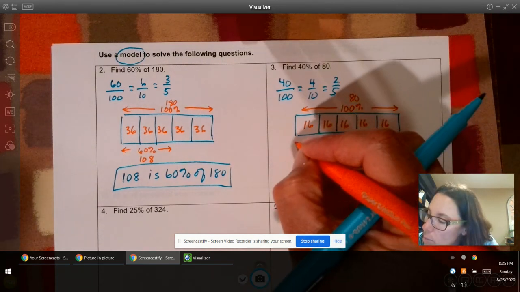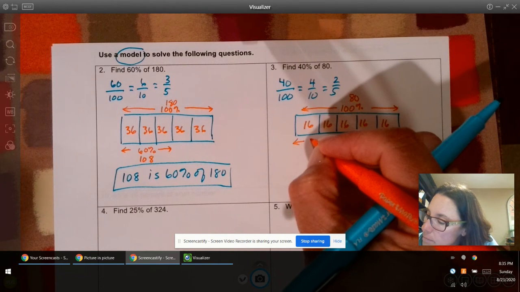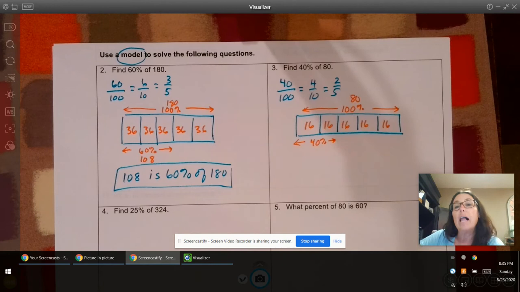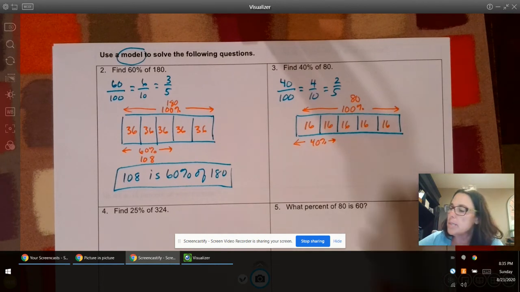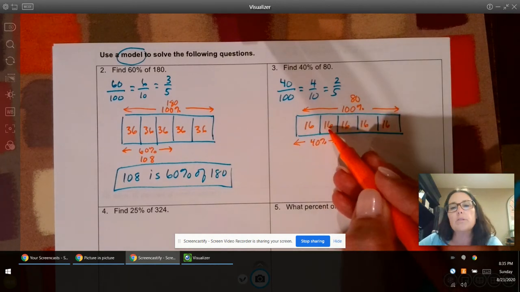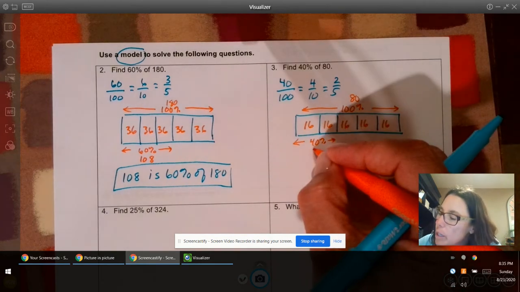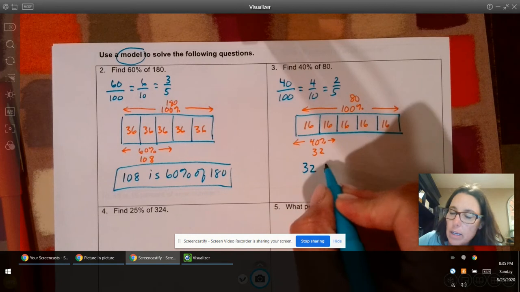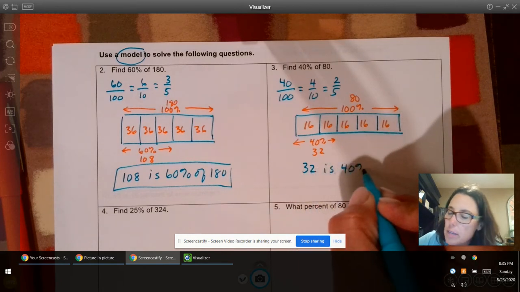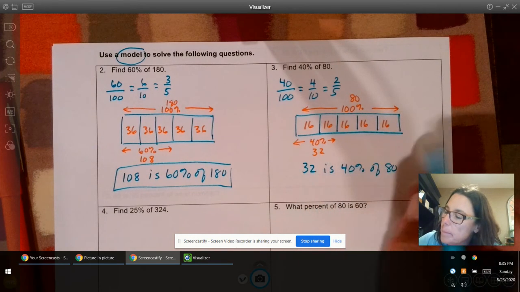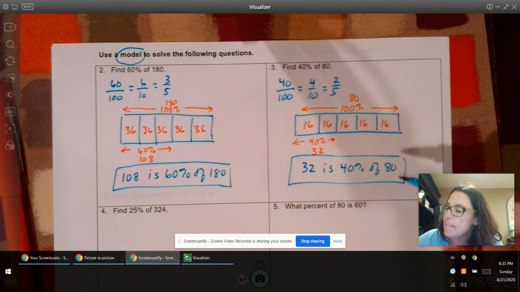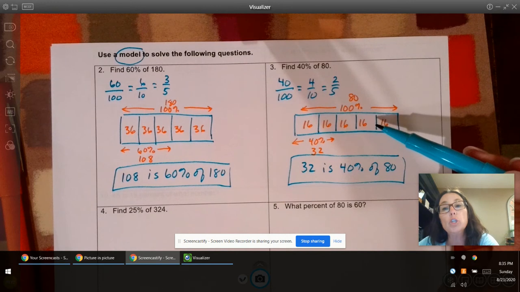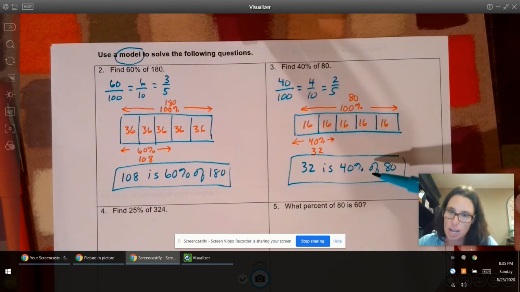Okay, so 40% is 2 of these boxes, and the value that goes with that would be 16 plus 16, or 16 times 2, which is 32. Okay, so 32 is 40% of 80. Again, this is our answer. This is the model used to solve for our answer.